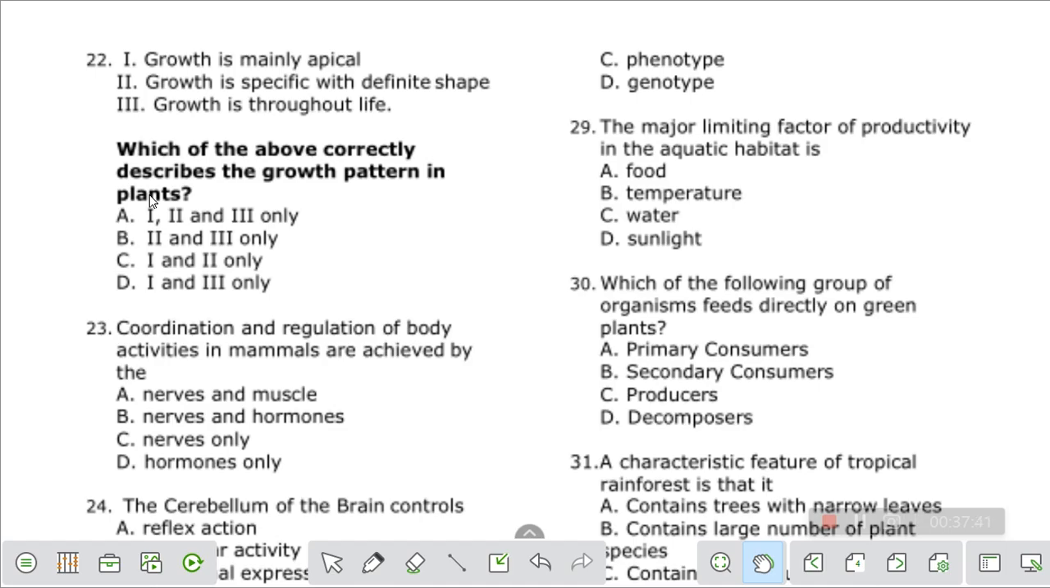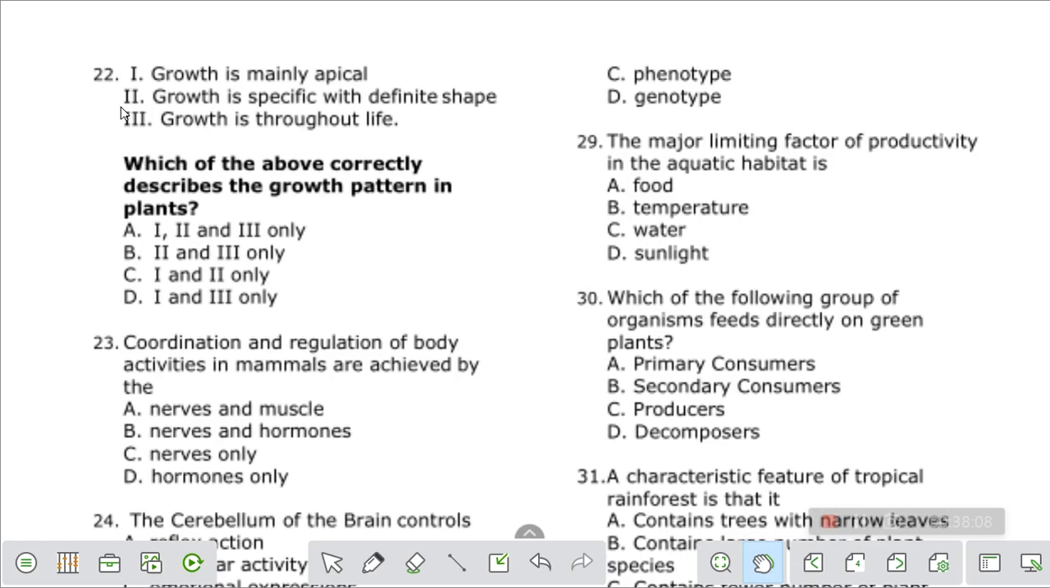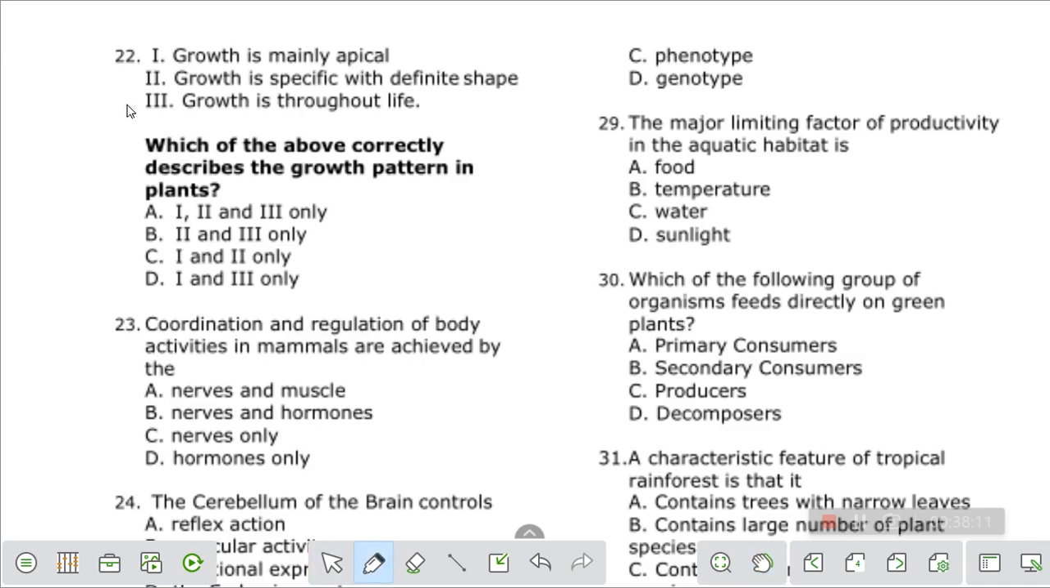Right? And there is something about growth in plants. The growth in plants is, can I say it is specific? It's not really specific. It's indefinite. It can just be growing anyhow. It's not really definite. And also they said growth is mainly apical. Is growth apical? Are you so sure that growth is apical? Now what do we mean by apical? That's what you need to ask yourself.